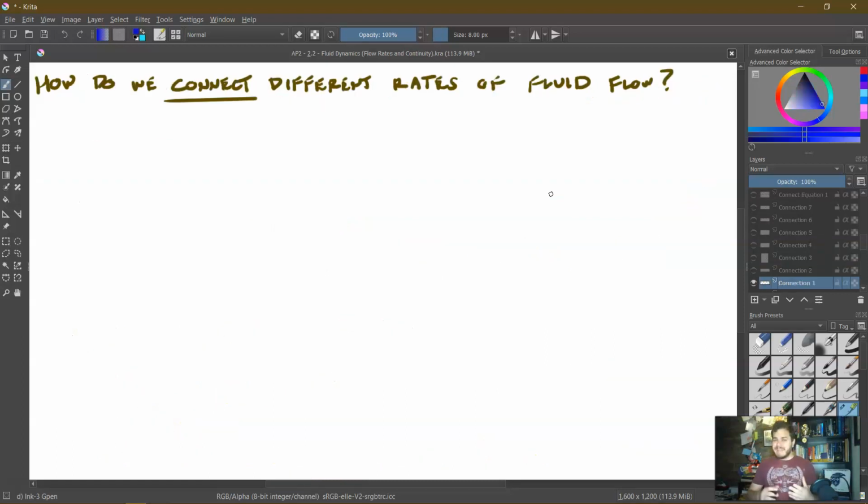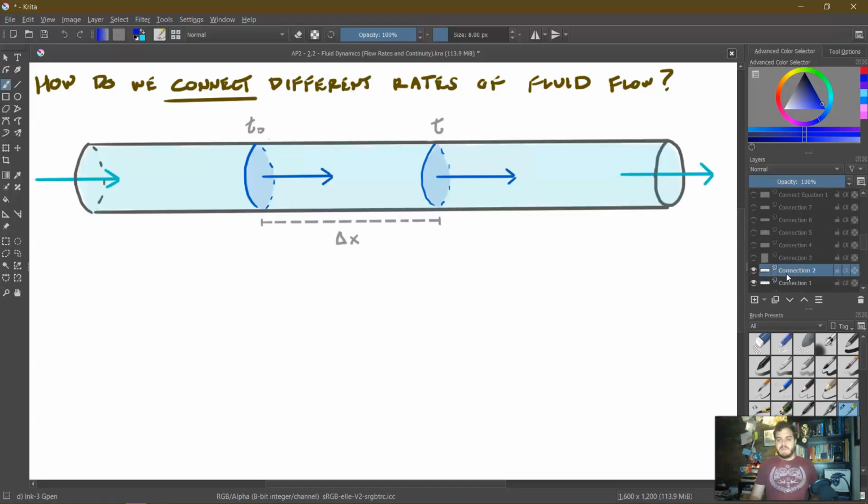So how do we connect the different rates of fluid flow? Because we need to be able to know, if I have a fluid velocity, how do I get to a volume flow rate? How do I get to a mass flow rate? Et cetera. So let's look at this pipe again, and once again this is in terms of fluid velocity. So you have t naught and t, and the fluid moves some delta x in that amount of time. But similarly, this piece of fluid has the cross-sectional area A of this pipe. So that cross-sectional area A times this delta x would give us the change in volume. So delta V is simply equal to this area times this delta x.